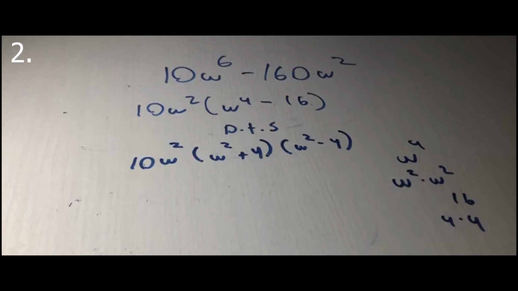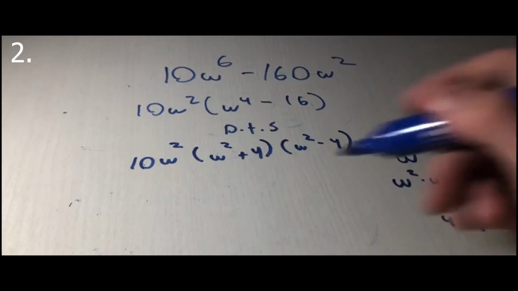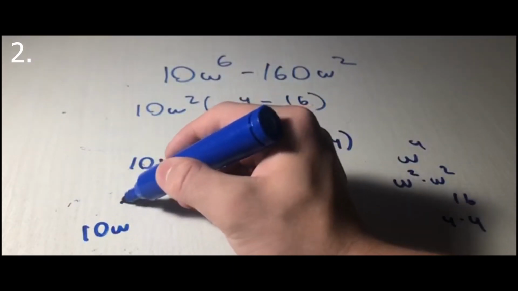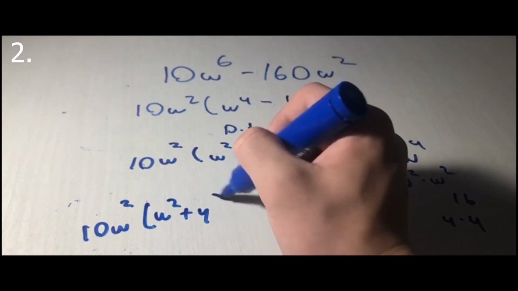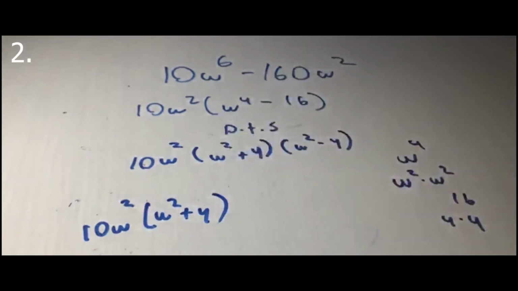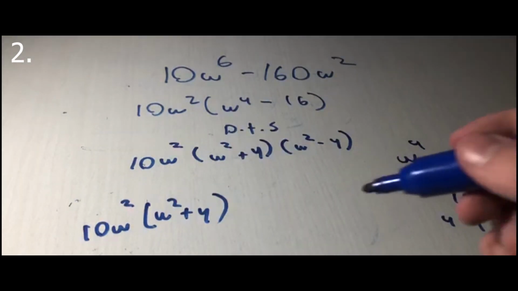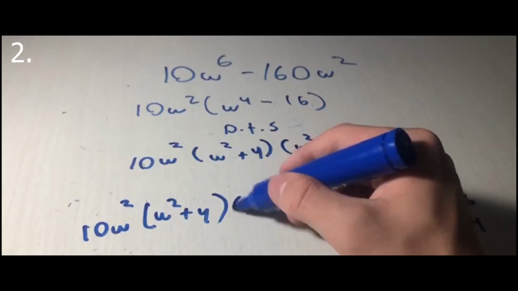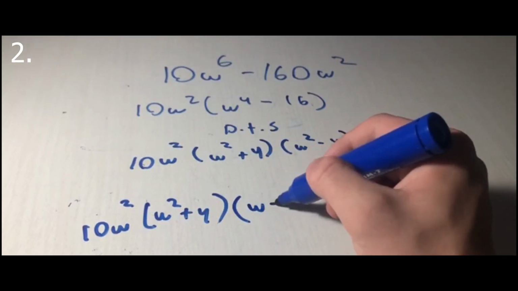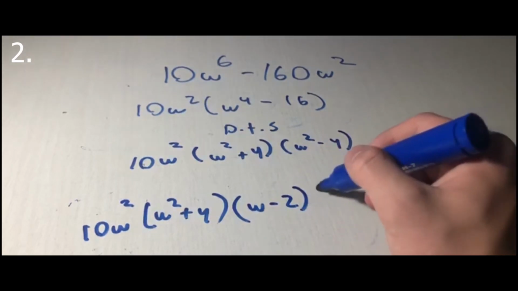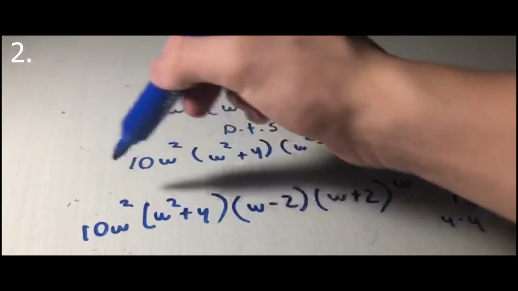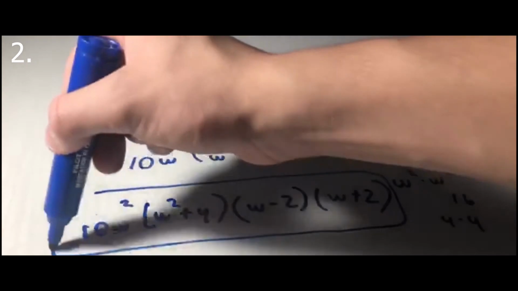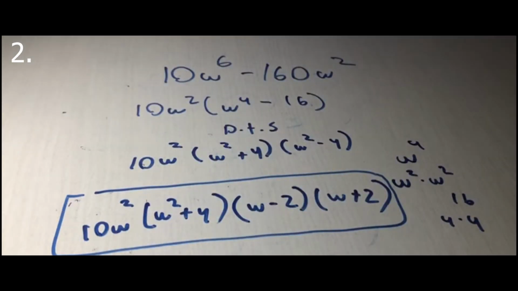And let's do it again, solving it, which is 10w squared, open the parentheses, w squared plus 4. This is a positive, so we don't have to simplify it again. And then close the parentheses, open again, w minus 2, close parentheses, w plus 2. And here is this equation solved.